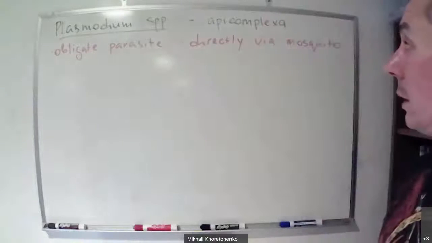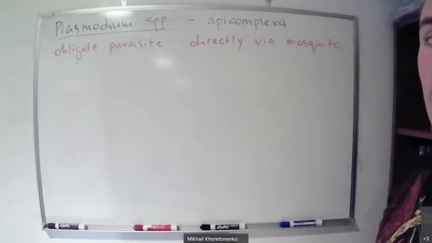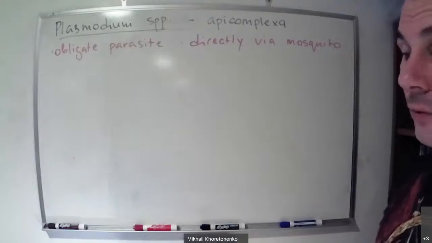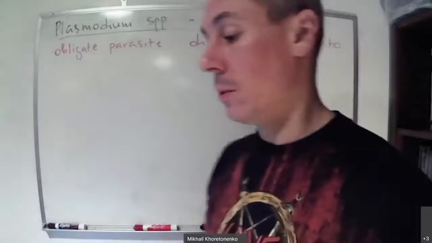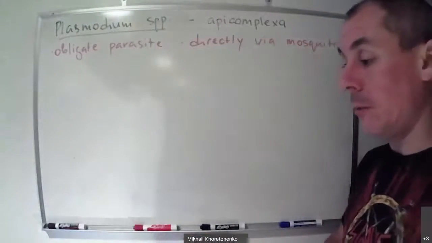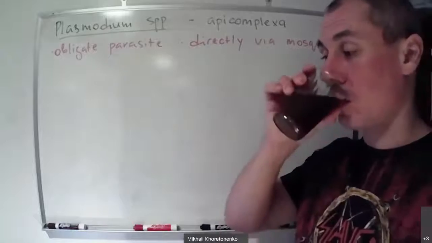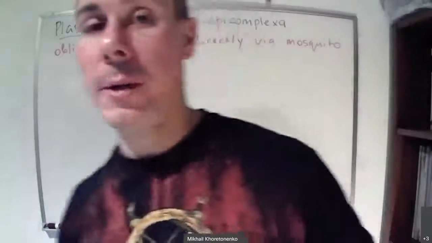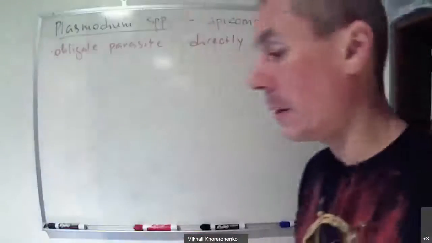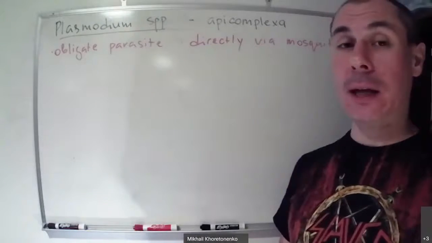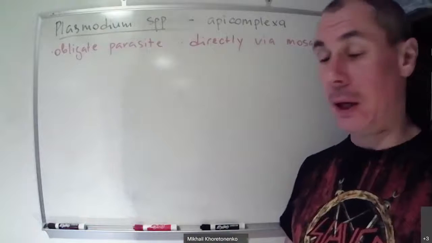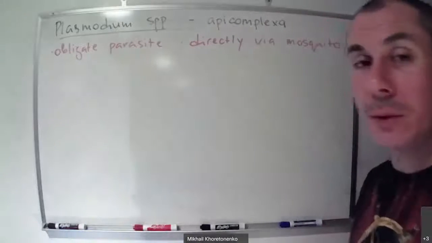So it's transmitted directly by the mosquitoes from person to person, from one infected person to another. You may have already looked in the lecture notes and saw the life cycle, which is very detailed. Now, I do not have an intention of discussing that life cycle in that amount of detail. I want to focus on certain steps.